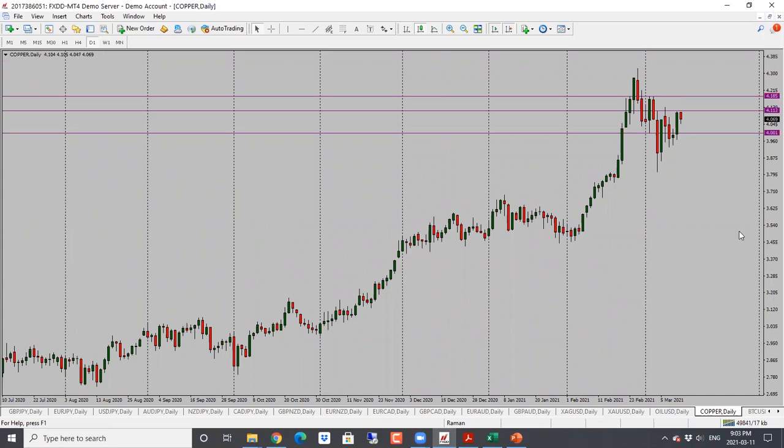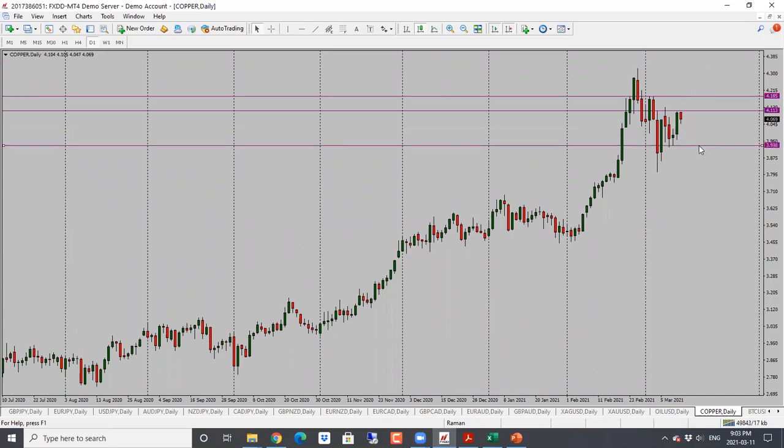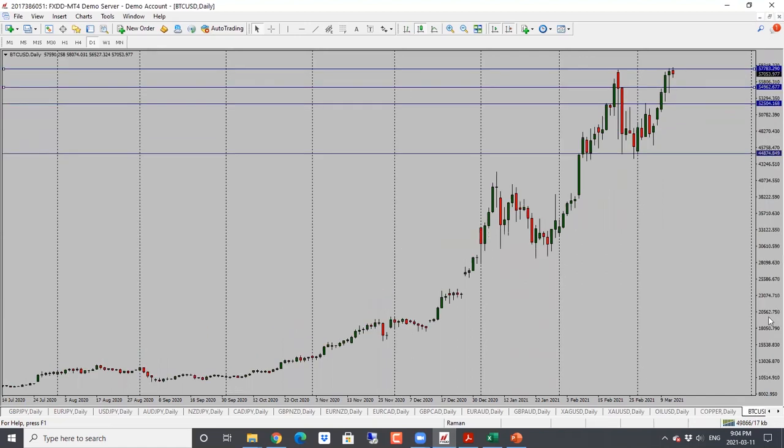Copper here, copper is into resistance. This is where price has struggled previously. So in this case, if it manages to go through, next target is 4.185. So right now it's looking bullish with caution though, because if it doesn't go through the resistance, it could again move back into the range.